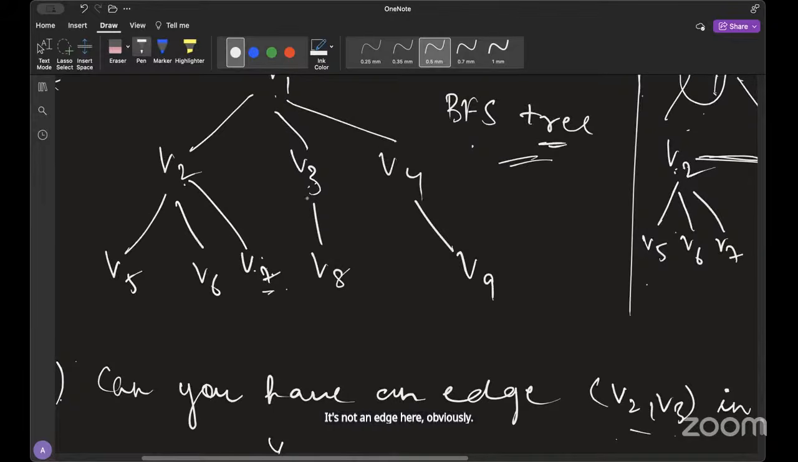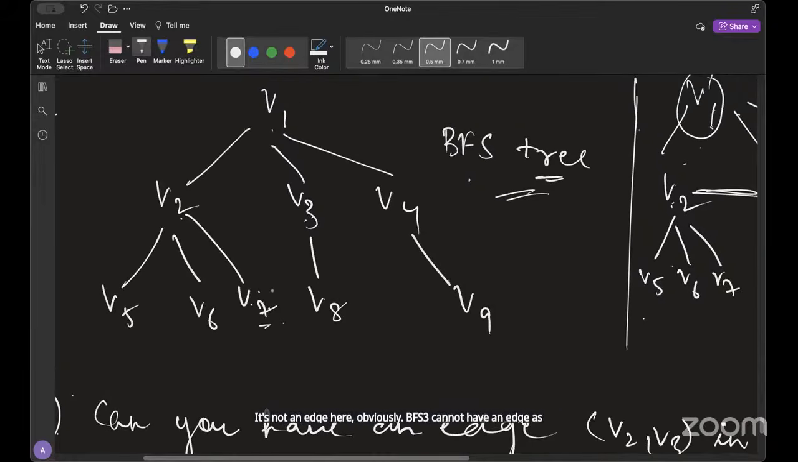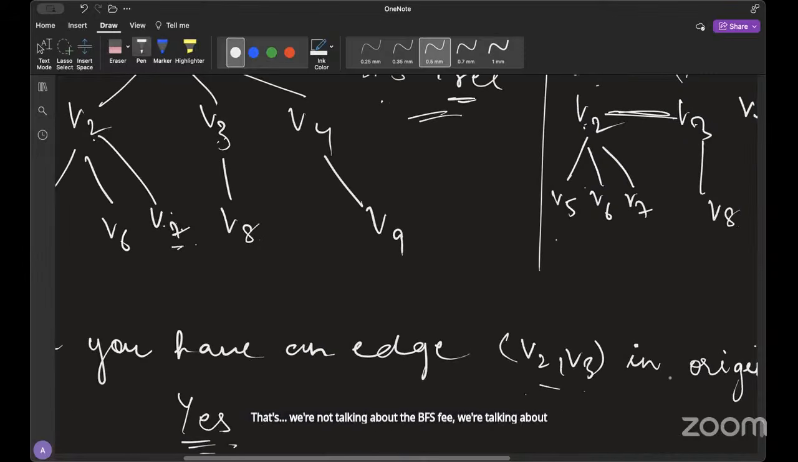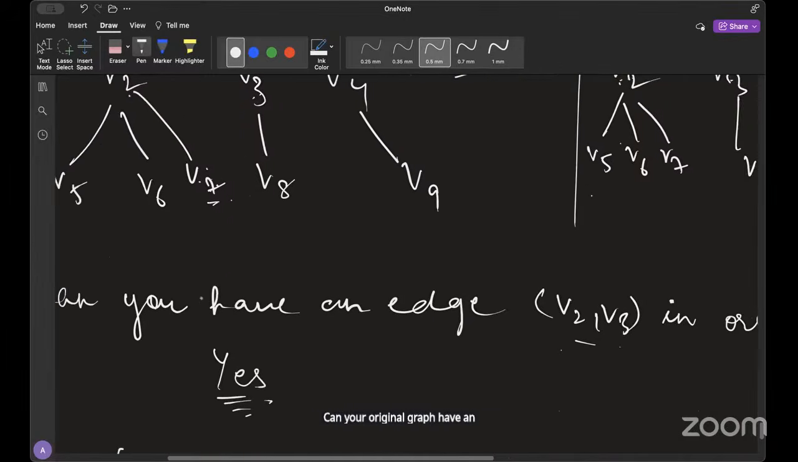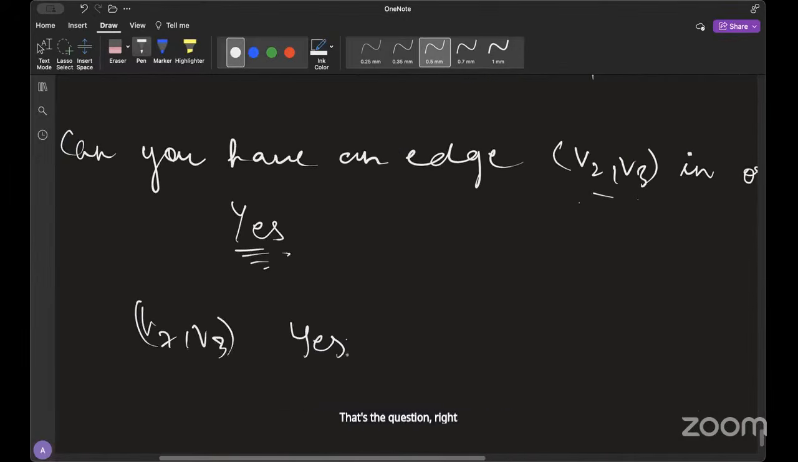It's not an edge here, obviously. The BFS tree cannot have an edge V3, V7. But we're not talking about the BFS tree, we're talking about the original graph. Can your original graph have an edge V3, V7? That's the question, right? So the original graph can have V7, V3 as an edge.